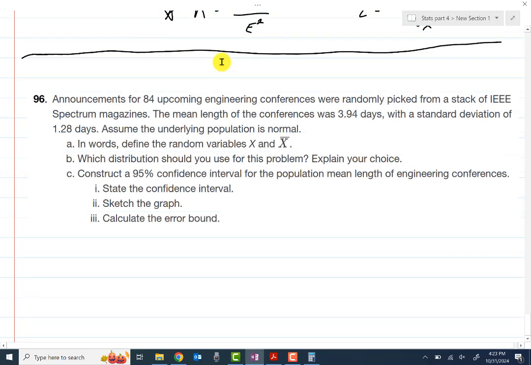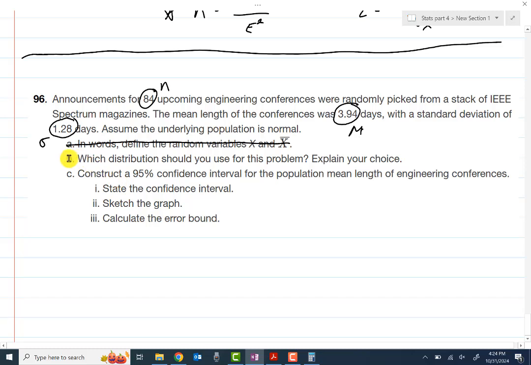All right, here's an example. We have announcements for 84 upcoming engineering conferences randomly picked from a stack of IEEE Spectrum magazines. Fine. So we have a sample size of 84. The mean length of the conference was 3.94 days. And the standard deviation is 1.28 days. So we're going to use that for our sigma, and this will be our mu. I don't care about this part of the problem here.